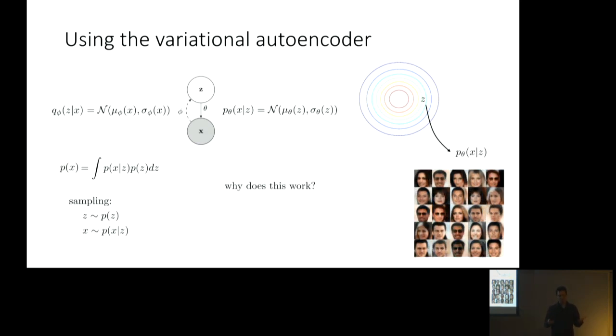Well, the somewhat unsatisfying textbook answer is that it works because you've just optimized the evidence lower bound, and the evidence lower bound is supposed to train this model, and this is the model, therefore you've trained it and it works. But there's also a little bit of intuition that, at least to me, makes a lot of sense.